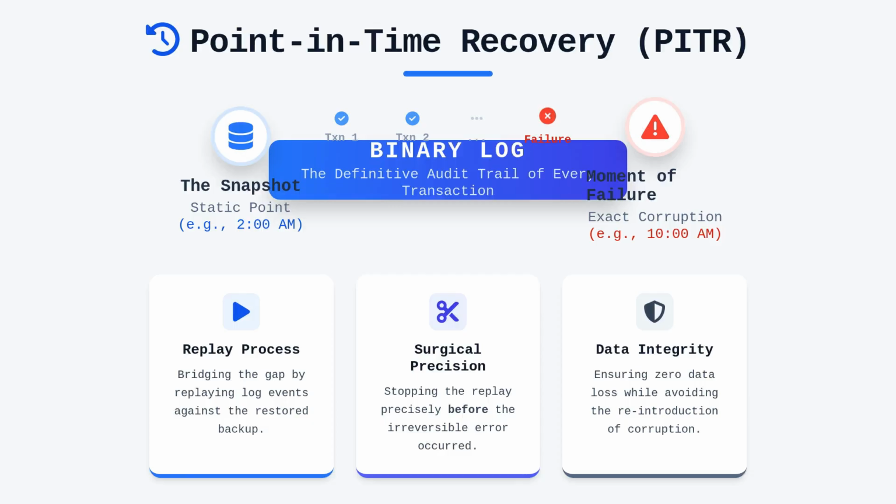The binary log is the critical component here, as it records every data modification transaction as an event. If we lose data at 10 a.m., but our last full backup was at 2 a.m., the binary log contains the definitive audit of every change made in those intervening 8 hours. PITR is essentially the process of replaying this log against the restored backup.